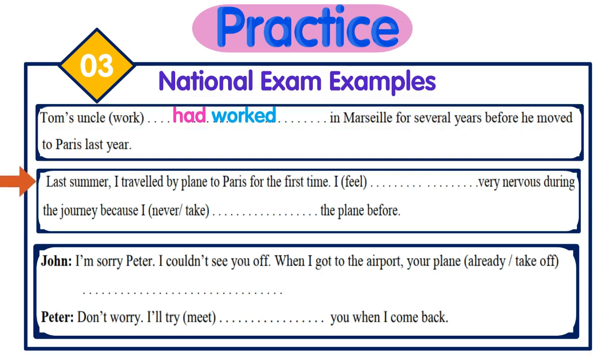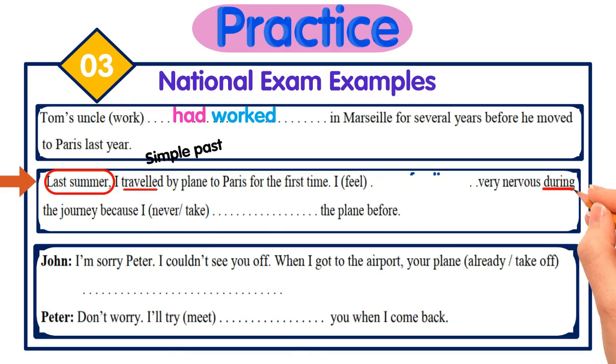Last summer, I traveled by plane to Paris for the first time. I felt very nervous during the journey because I never take the plane before. We have last summer and traveled. So we're talking about the simple past. And here we have during, which means a continuous action. So the verb felt should be put in the past continuous. So we can say, I was feeling very nervous during the journey because.